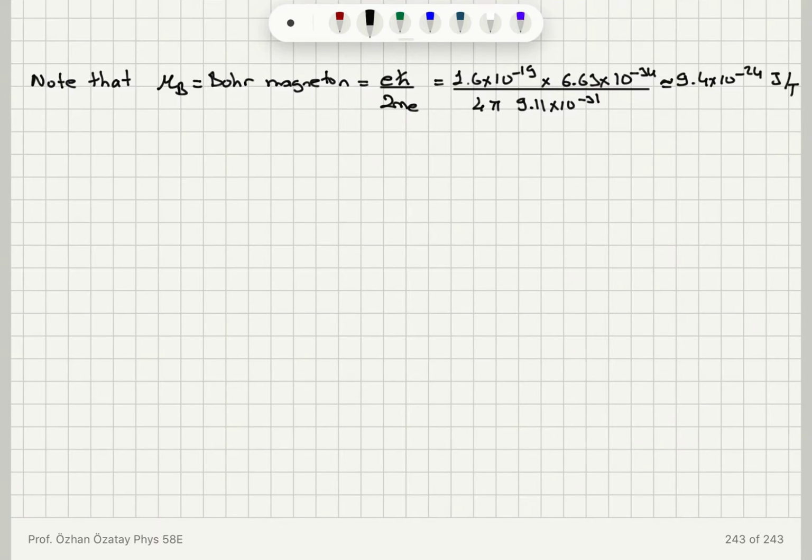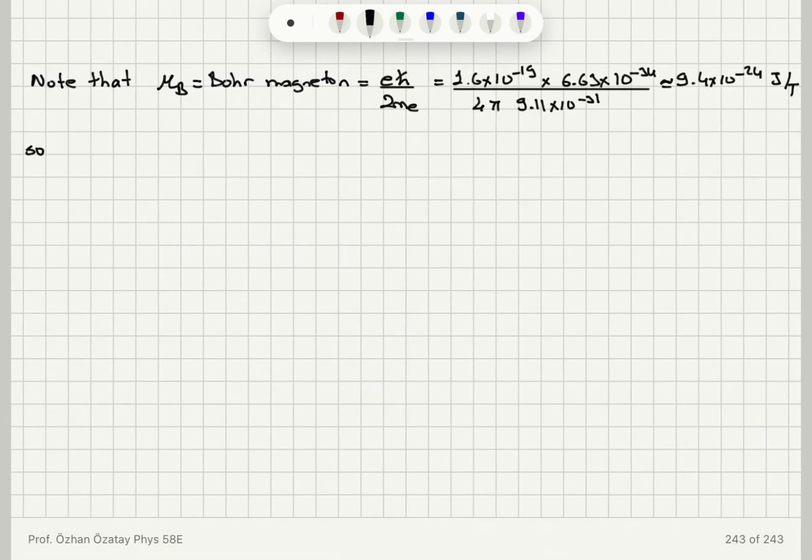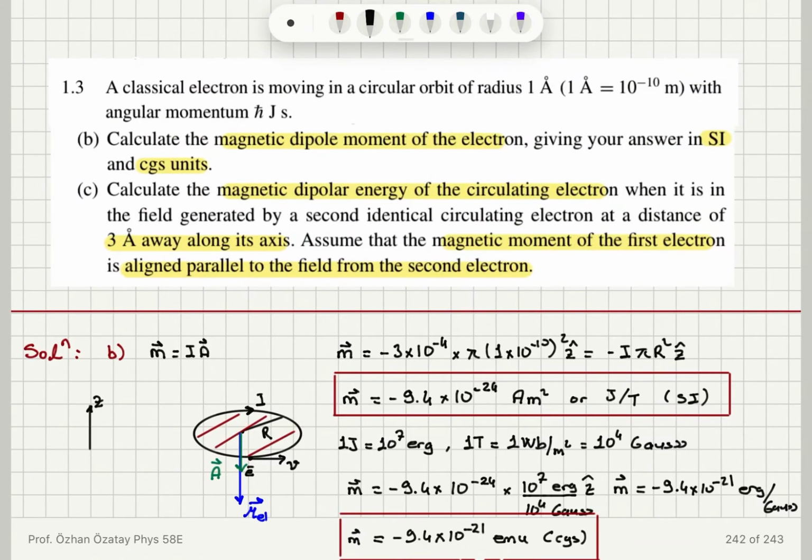So therefore, the answer that we have found is that the magnetic moment of the electron is minus a Bohr magneton in the z hat direction. So I can also write it in terms of the Bohr magneton. A classical electron circulating with a radius of 1 angstrom has a magnetic dipole moment exactly equal to a Bohr magneton when it has angular momentum h bar.